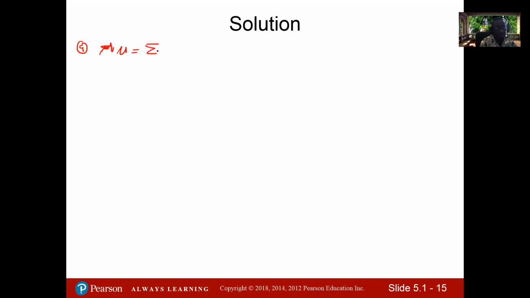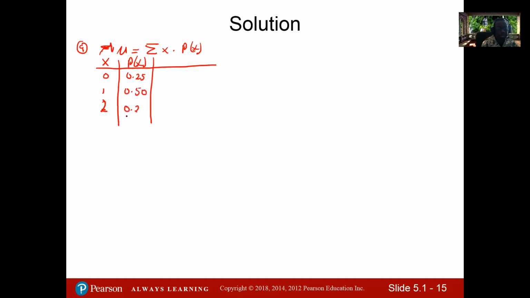is what? The sum of X times the probability of X. But everything we do, we need to get a table. You have your X and probability of X. All right, so we have 0, 1, and 2. We have the probability of 0.25. This is 0.5, and that is 0.25. If you add everything, you get 1.00.